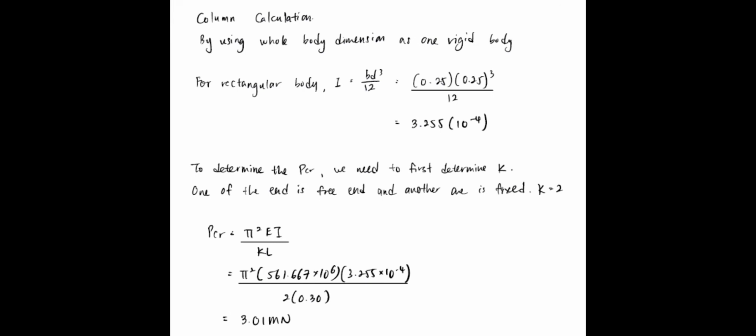Following, we are calculating the column of the straw tower by using the whole body dimension as one rigid body. For a rectangular body, I is equal to BD cubed over 12, so we obtain 3.255 times 10 to the power of negative 4. In order to determine the critical load, we need to first determine K. One end is free and the other end is fixed, so K is equal to 2. The critical load equation is pi squared times E times I over KL squared. So the value obtained is 3.01 meganewton.